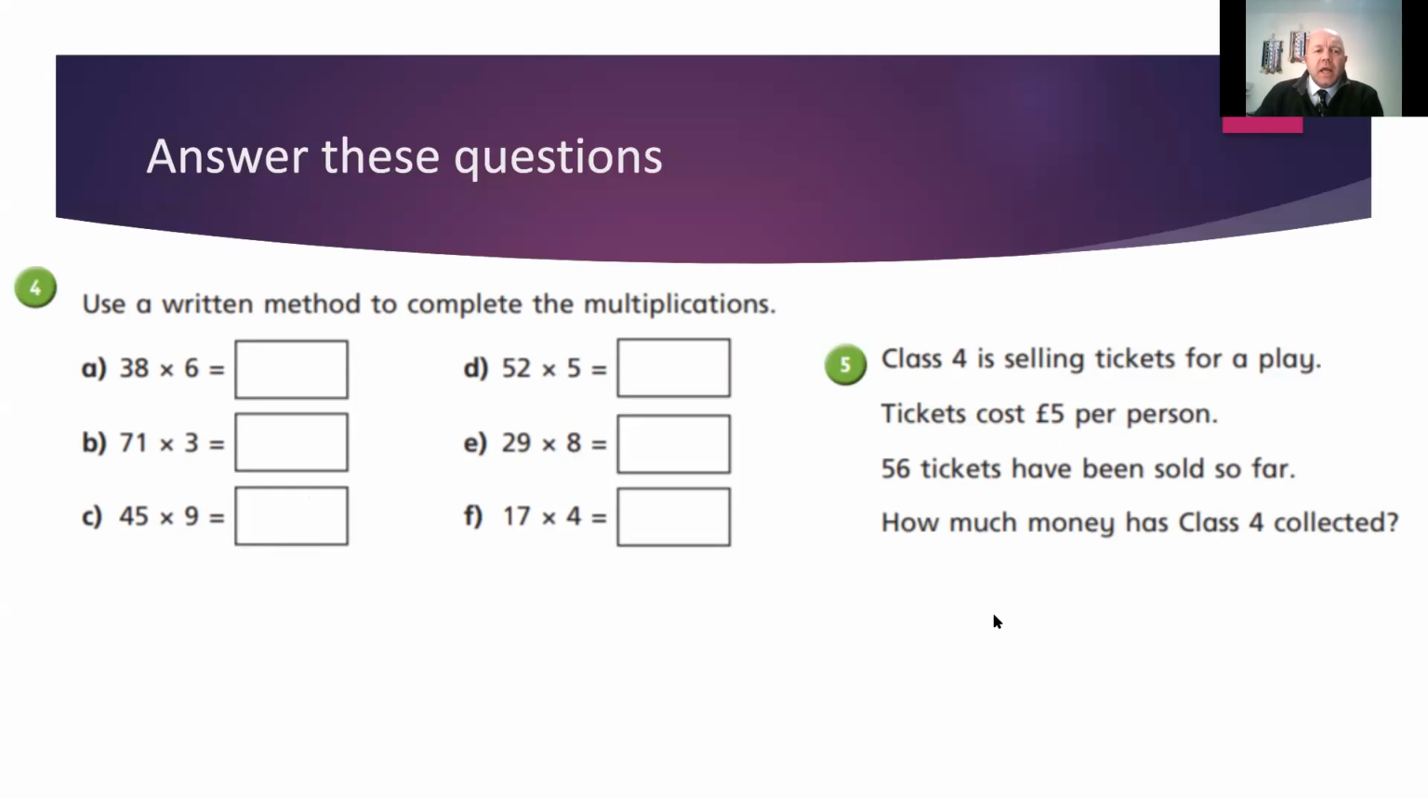And finally for today, here's a selection of questions for you to have a go at. Okay, using the written method. Now it can be the expanded method, or it can be that condensed method that we finished with. Entirely up to you, whichever you're comfortable with. There are 6 questions there, and the number 5 is a word problem for you. Class 4 is selling tickets for a play. Tickets cost £5 per person. 56 tickets have been sold so far. How much money has Class 4 collected? Okay, so have a go at those. I look forward to seeing your answers.